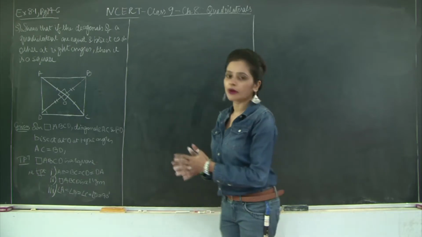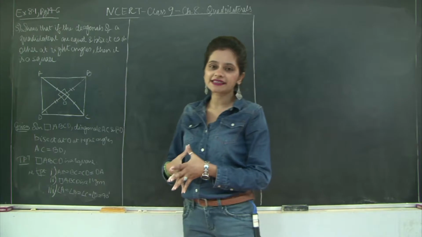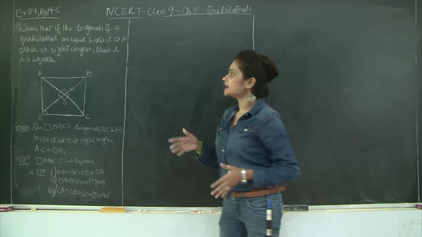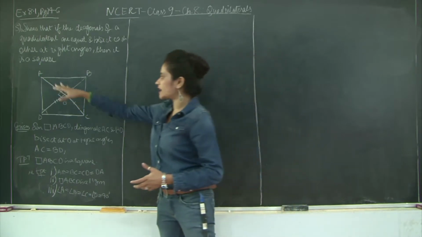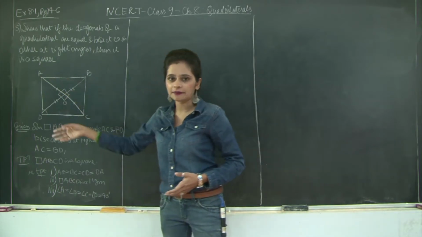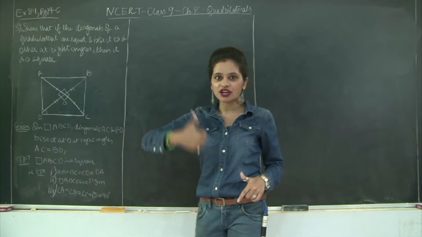We'll take a look at question 5 wherein you need to show that if the diagonals of a quadrilateral bisect each other at right angles, then the given quadrilateral is a square. So we've been given two things, that we have a quadrilateral ABCD wherein the diagonals are AC and BD. Now these diagonals are bisecting each other at right angles.